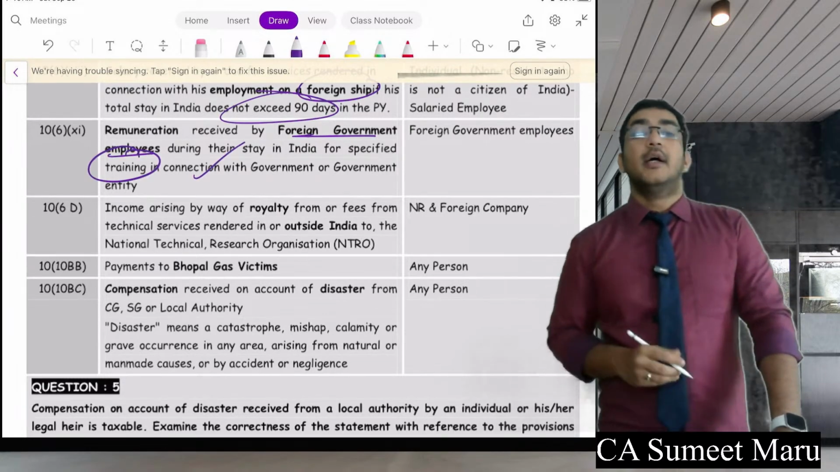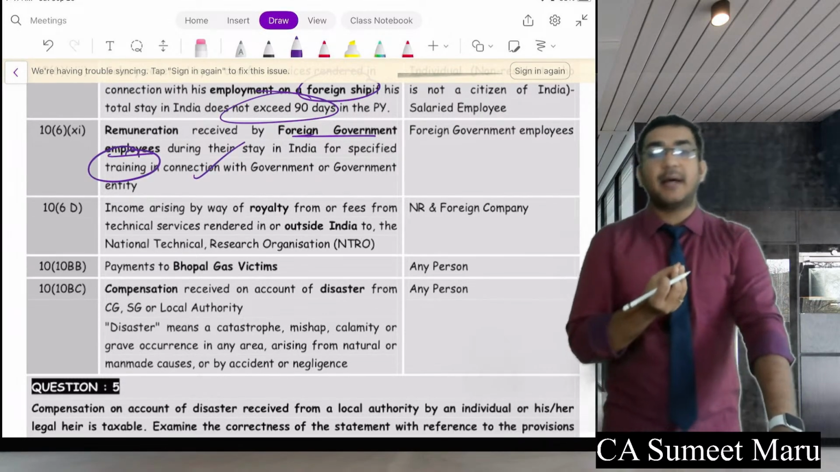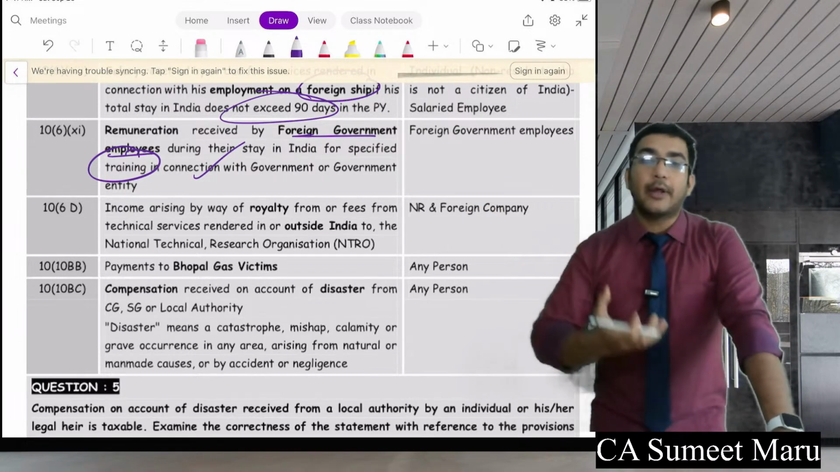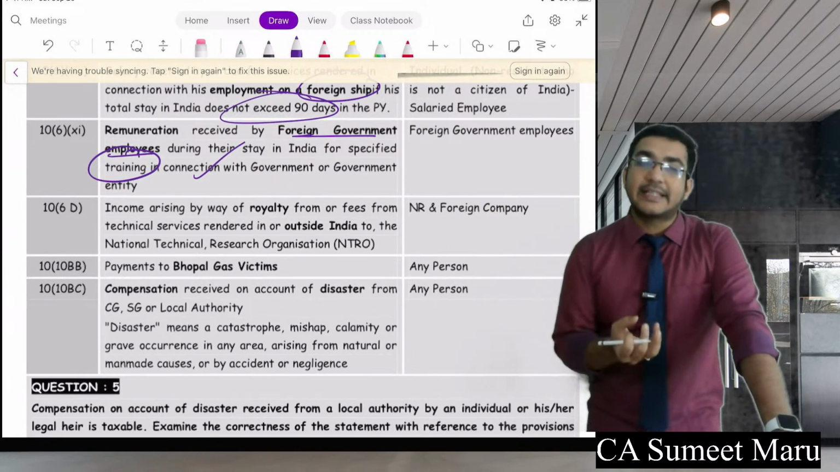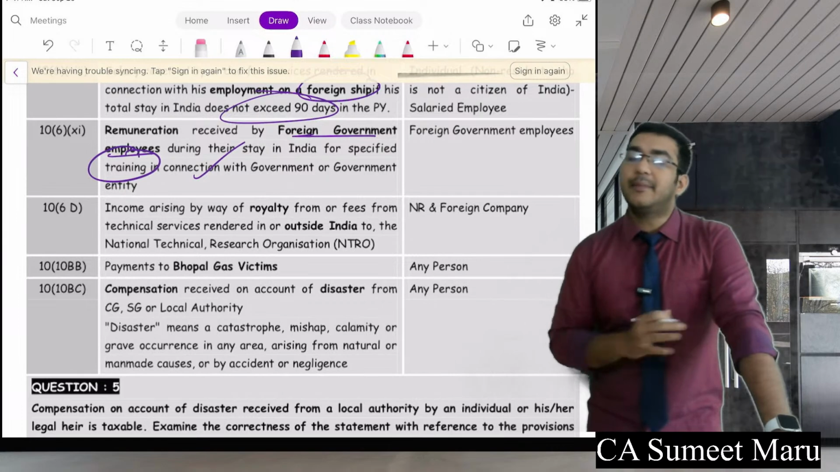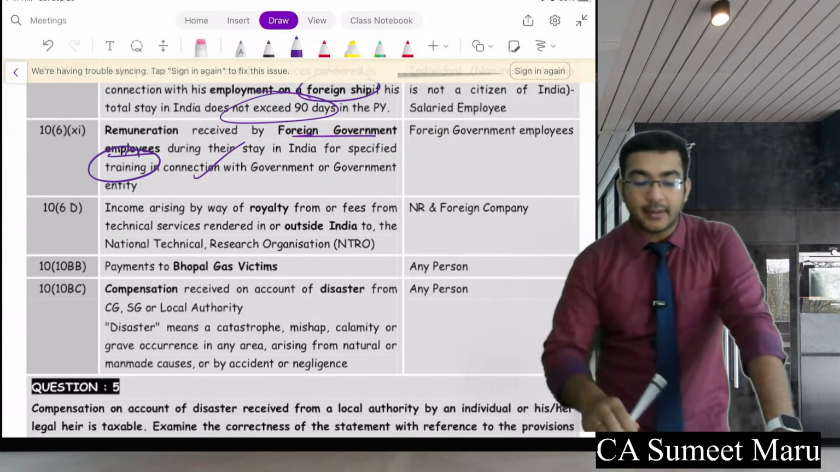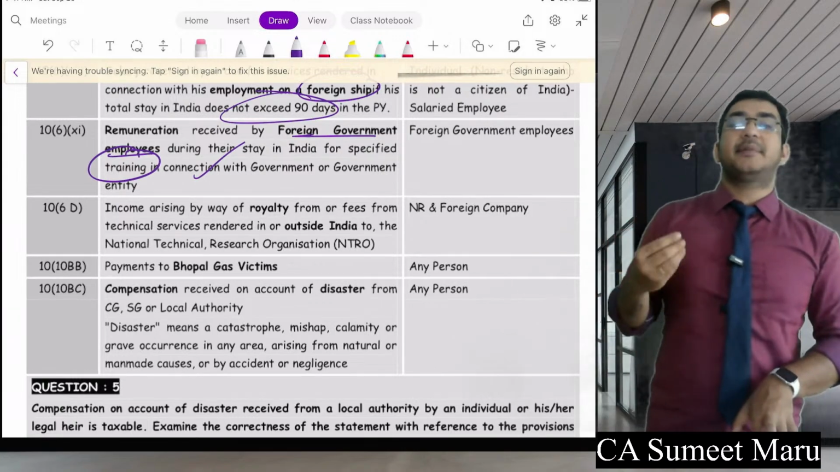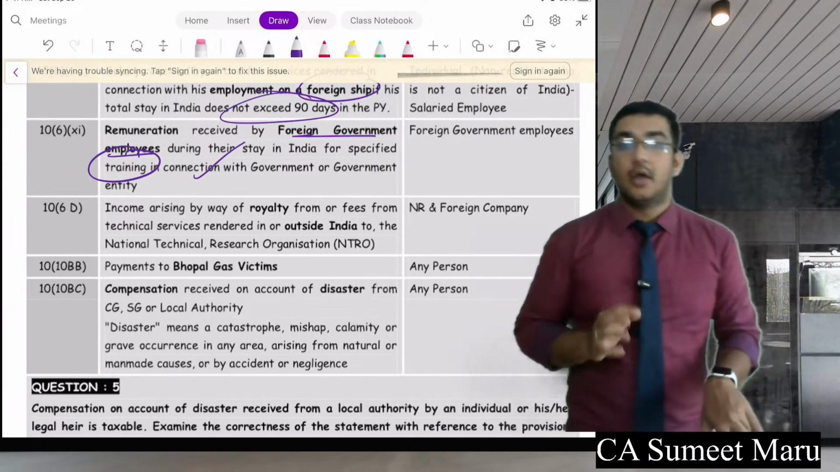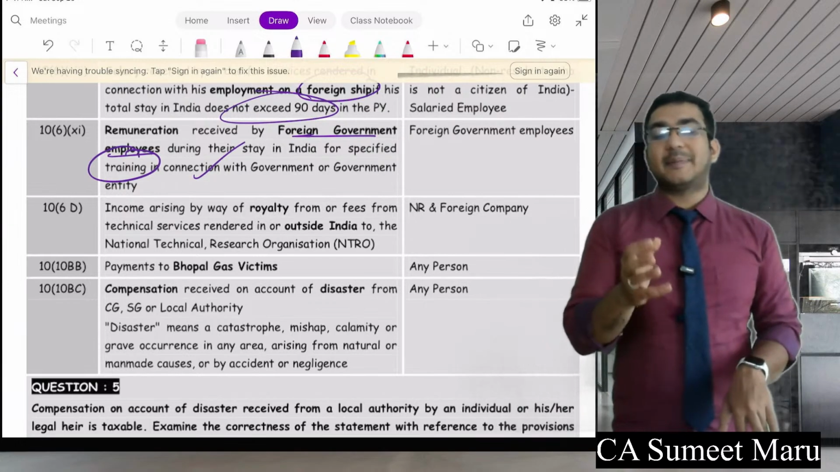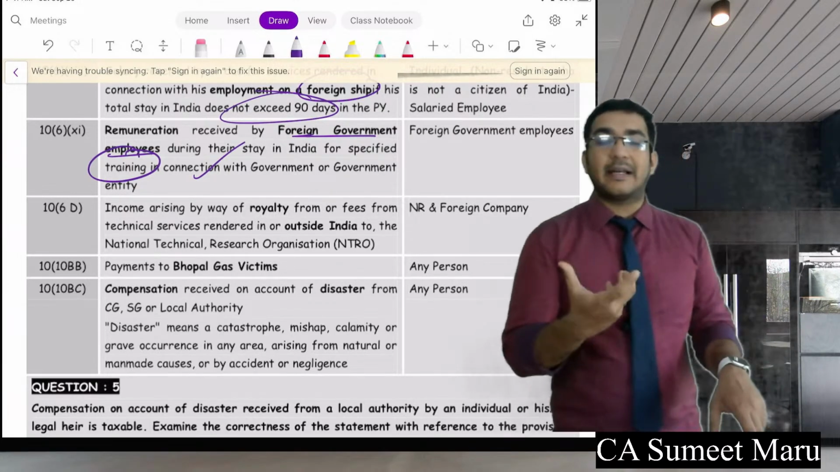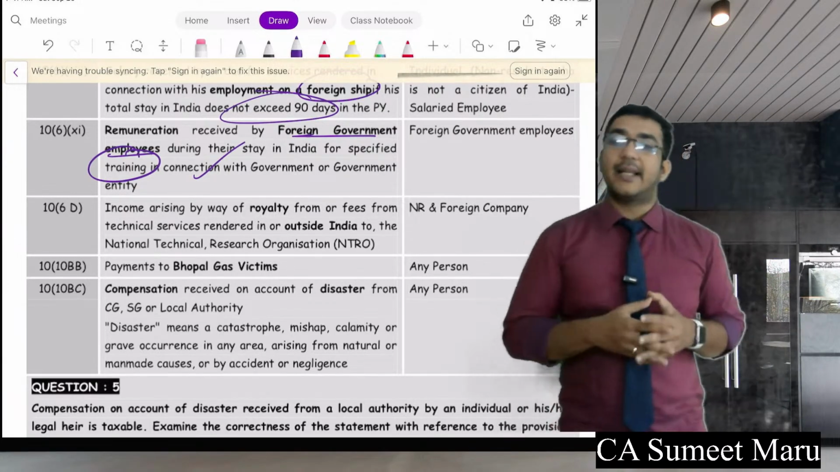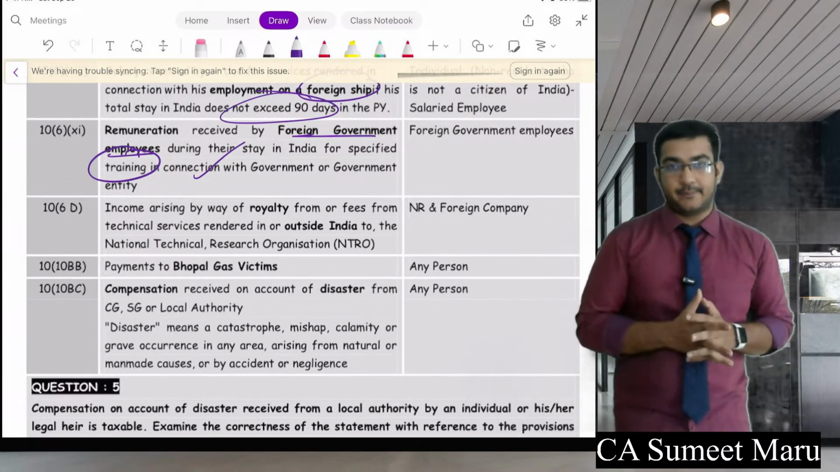Further, remuneration received by foreign government employees during their stay in India for specified training in connection with government. So specific training was arranged by our government for which their employee came here. So whatever remuneration they get for a certain period will not be taxed in India. For example, say for the G20 summit, people from other countries came into India and stayed for 2-3 months as well. Okay, so as they came for a specific event by the government of India or training by the government of India, the salary of such a person would not be taxed in India.